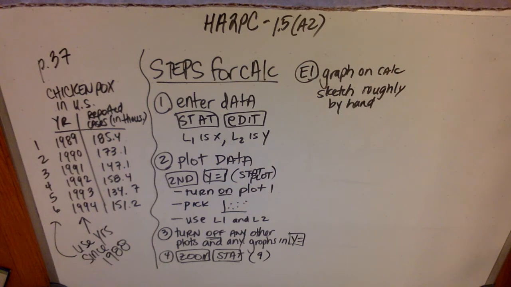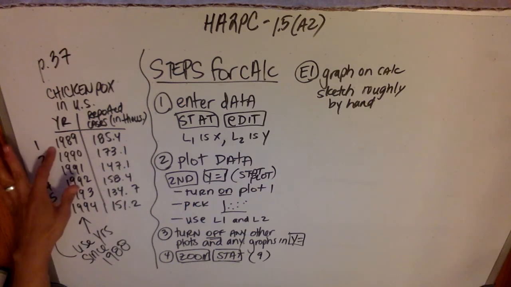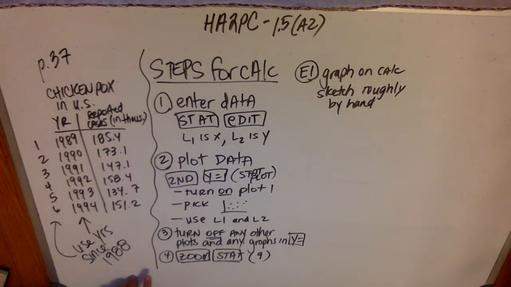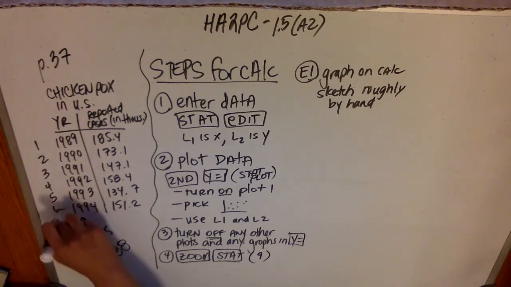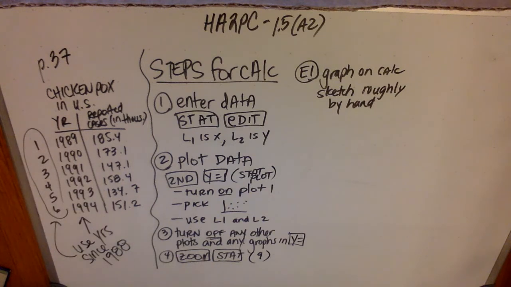So what you'll usually see is that when you do a scatter plot like this, instead of using the year as the x-axis, they'll use years since, and then they'll pick either the first year or the year before it. So they'll make 1988 year 0, which makes 1989 year 1, 1990 is year 2, year 3, and so on, right? So what I'm going to put in my calculator is 1, 2, 3, 4, 5, 6 instead of 1989, 1990, etc. But I need to be clear when I label my axes that the reason I'm doing that is my axis is not years, it's years since 1988.